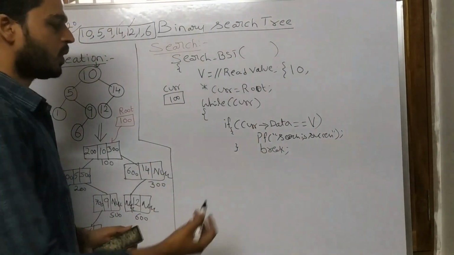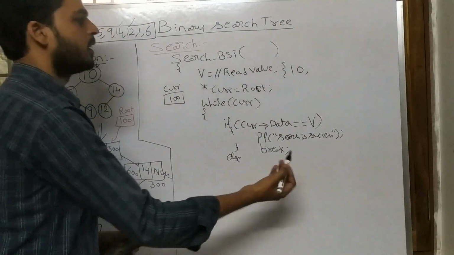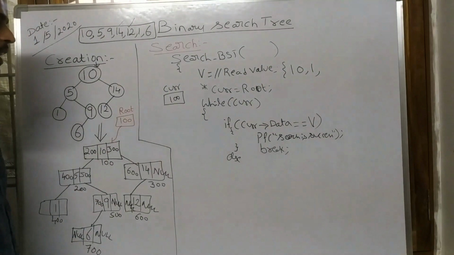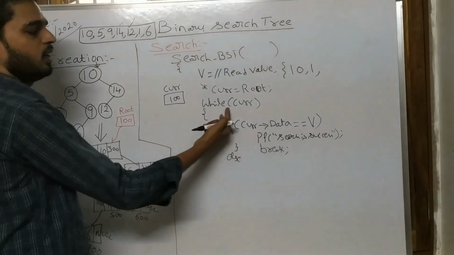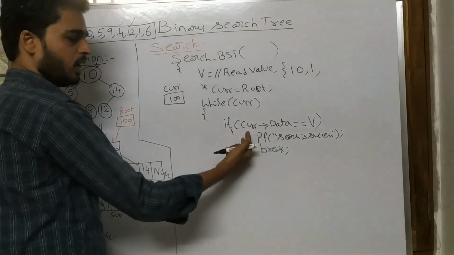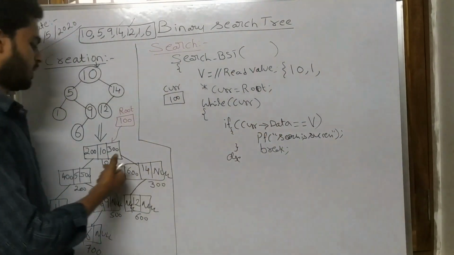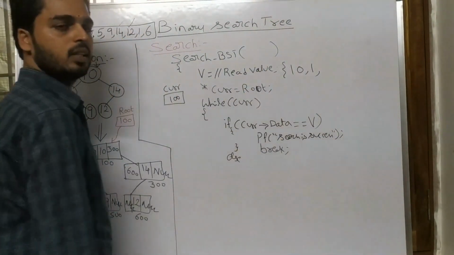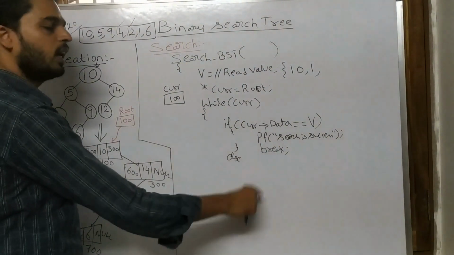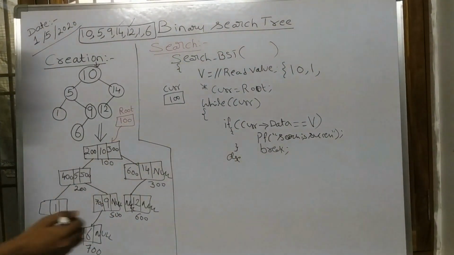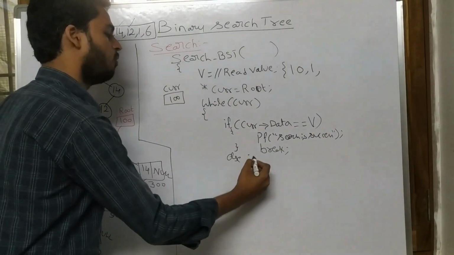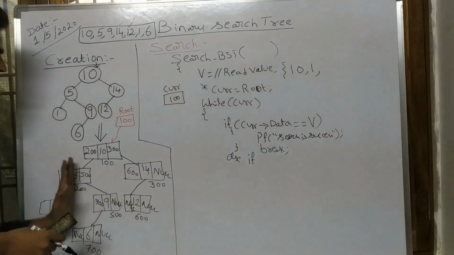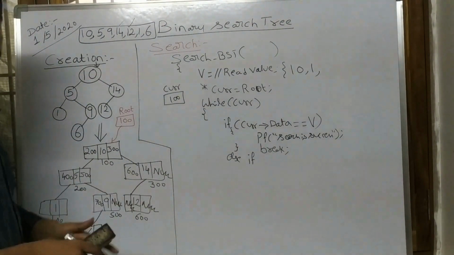Otherwise, for example, the user reads the value 1. So current contains 100. Now while current is 100, current->data is 10. Is 10 double equal to 1? No. It is not matched. Then what do I need to do? I need to go for the else case. In the else case, I need to check whether I need to move to the left side or to the right side. So for that, you need to write the condition.